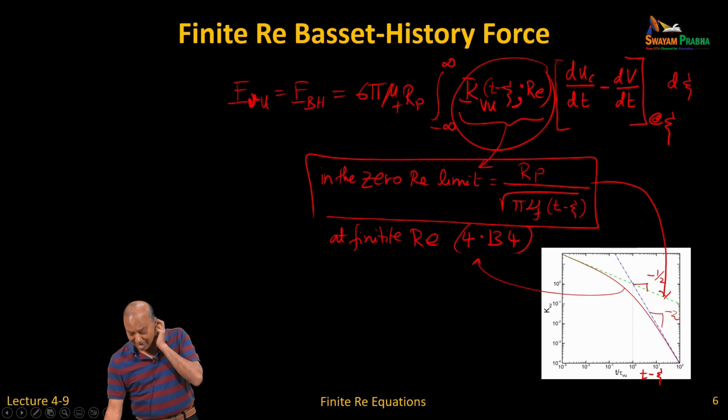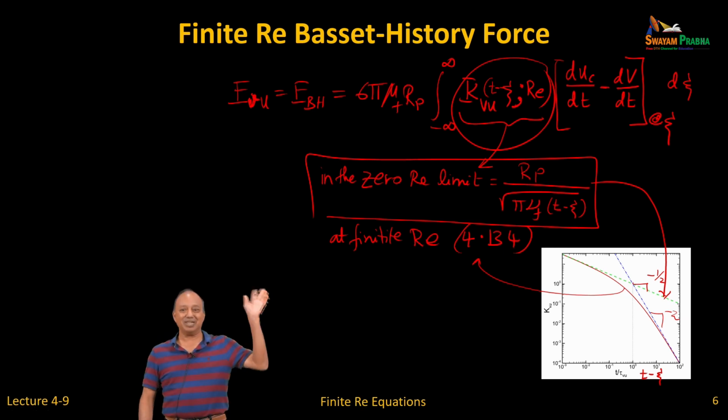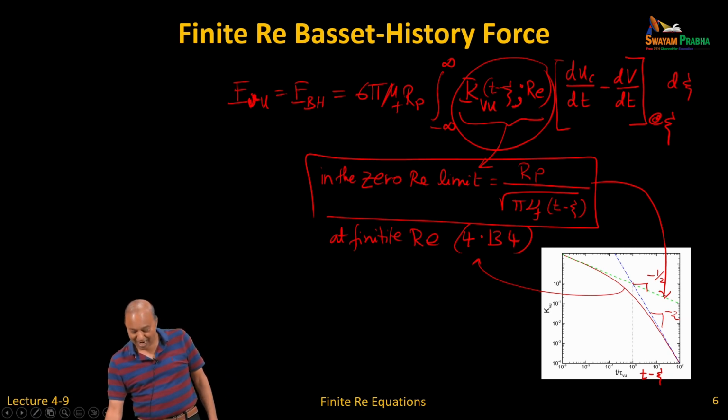Now the green line is terrible, because if I plotted this zero Reynolds number thing, that's the green line. It doesn't die very fast. It says that you've got to keep what happened an hour earlier. But usually that's not the case. This finite Reynolds number is the red curve.